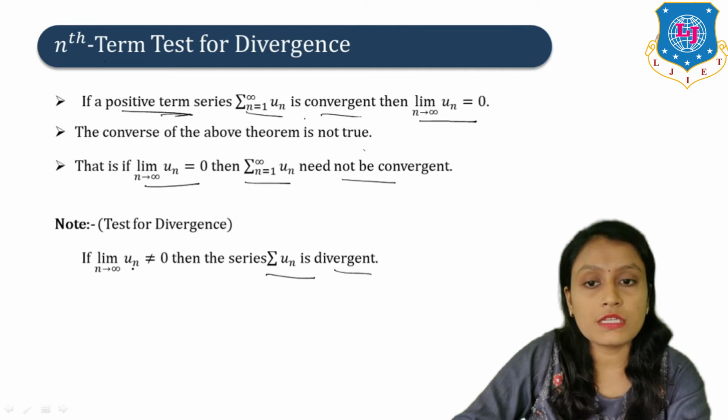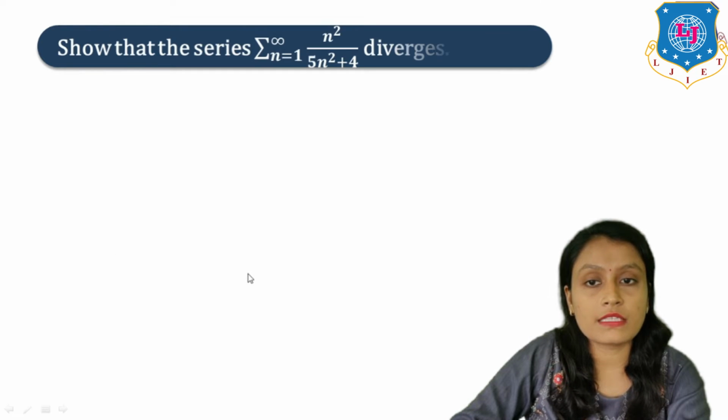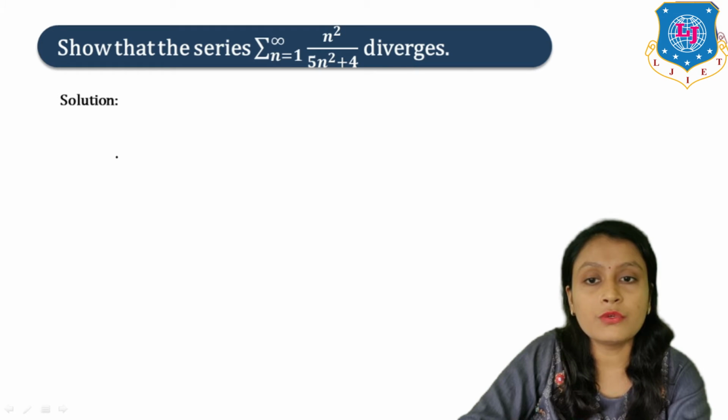So we will use this test to prove some examples. That is, we will show that this limit n tends to infinity un is not equal to 0, and then we can say that this series Σun is divergent. Okay, so let's begin with the example. Show that the series n square upon 5n square plus 4 diverges. So here un is given, that is n square upon 5n square plus 4.